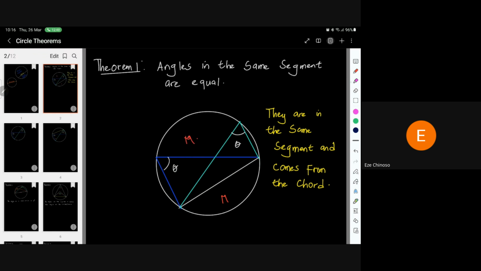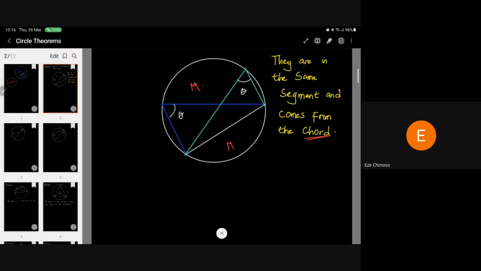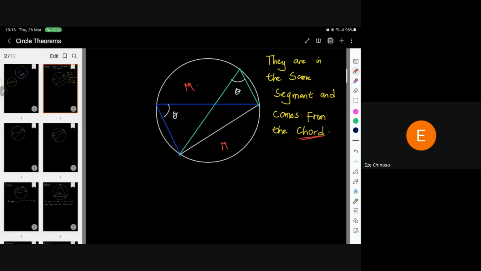You could see that from this same chord, an angle was formed right here. From that same chord, another angle was formed. So angles in the same segment are equal, right? And then I made a statement: they are in the same segment and they come from the same chord. This is very important. So aside from the fact that they are in the same segment, they should as well come from the same chord.